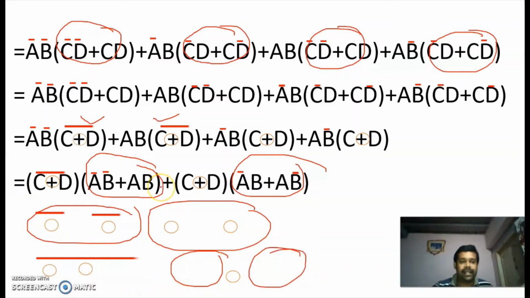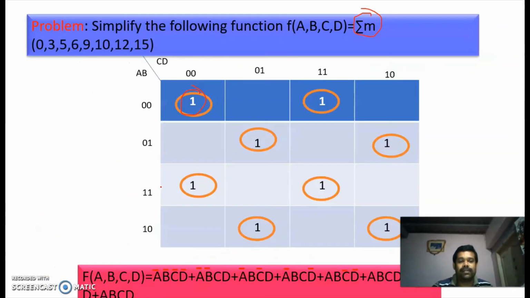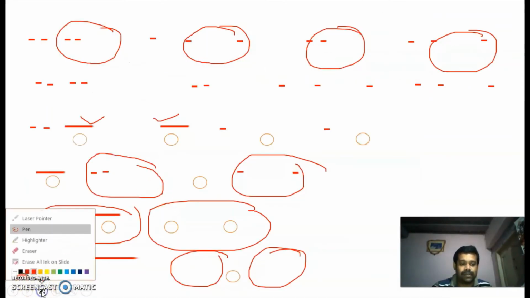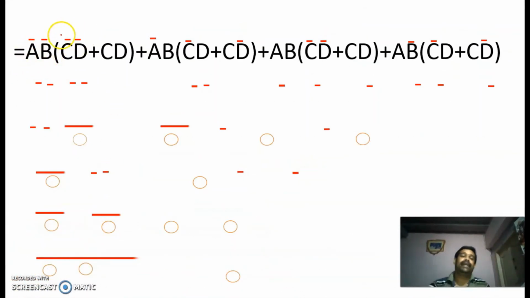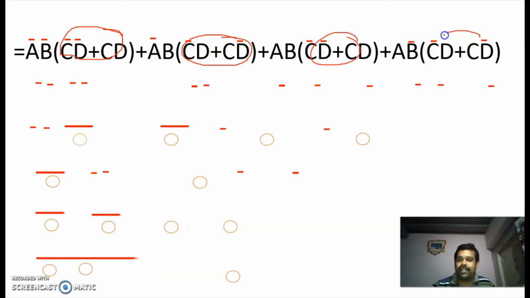So initially, from the first two terms you have taken A bar B bar common. Similarly, from the third and fourth you have taken A bar B common, and from the fifth and sixth we have taken A B common, and from the seventh and eighth we have taken A B bar common. Now this expression is similar to the output expression of the XNOR gate, and this expression is similar to the output expression of the XOR gate. And here also this is XNOR and this is XOR.